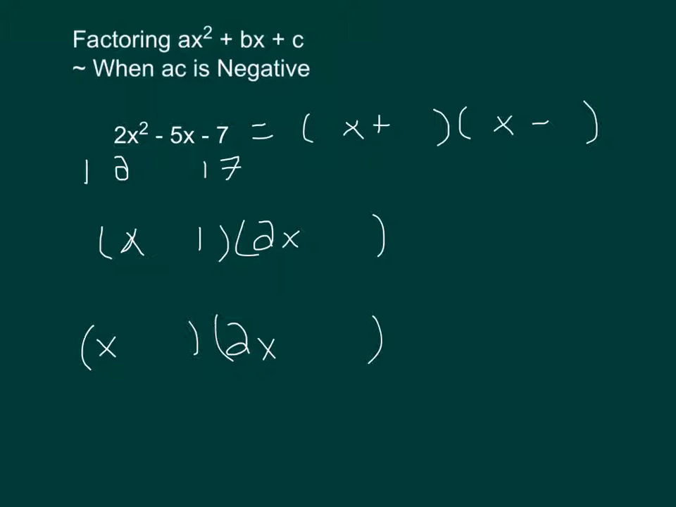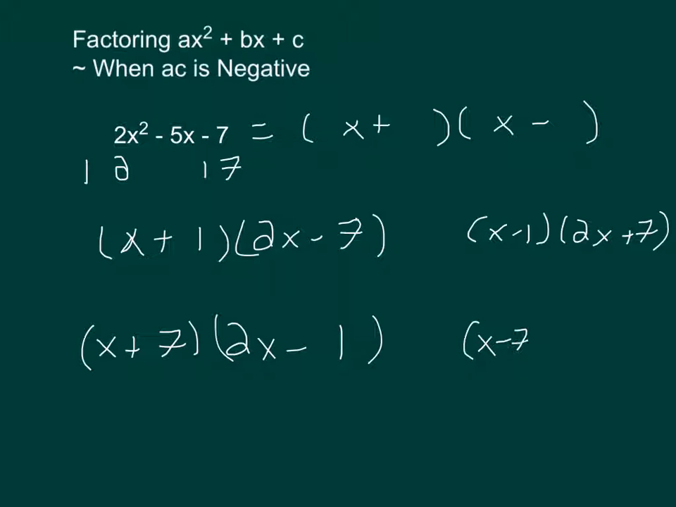And the 7 would go with the 2. Or perhaps the 7 would go with the x and the 1 would go with 2. But those aren't actually our only two options, because here I could switch things around. I could have plus or minus with each of these, or I could change the location of the pluses and minuses. So I also have to consider x minus 1, 2x plus 7, and x minus 7, 2x plus 1. And so those are actually the 4 options that I have to consider here.